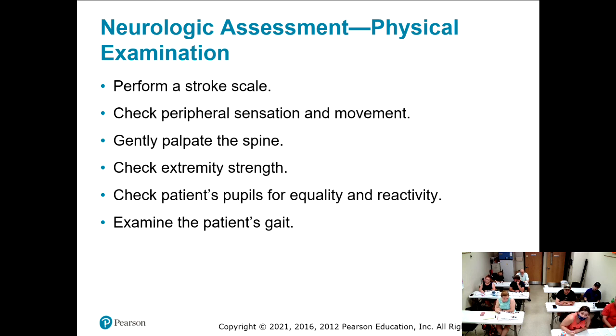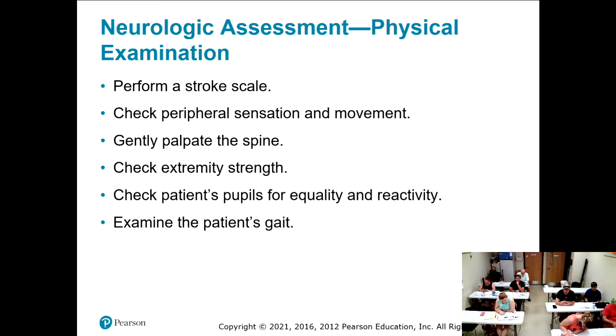Just debating whether or not I want to show you that now or if we'll do that later. I think we'll do it later when we get to neurological dysfunctions and neurological issues. So we're going to do a stroke scale. This state we use the Cincinnati scale. It's a 3-step process. It's pretty simple. It takes about 20 seconds to do.